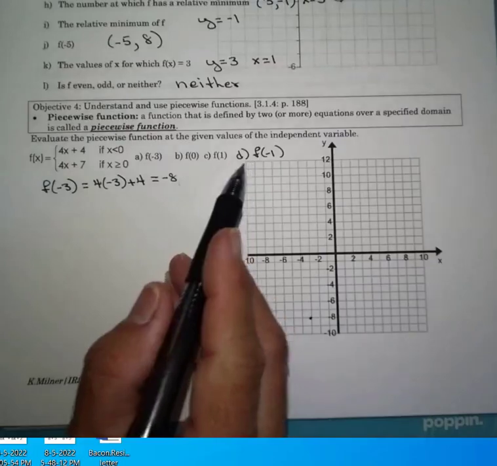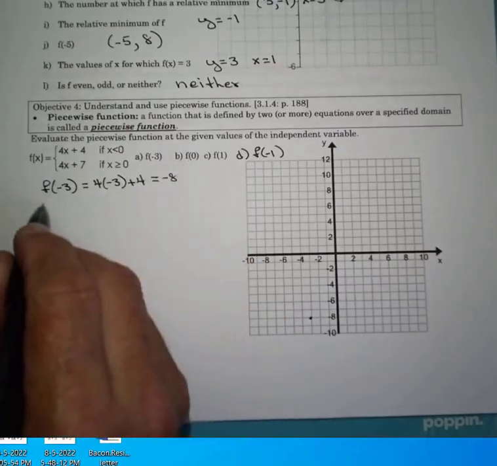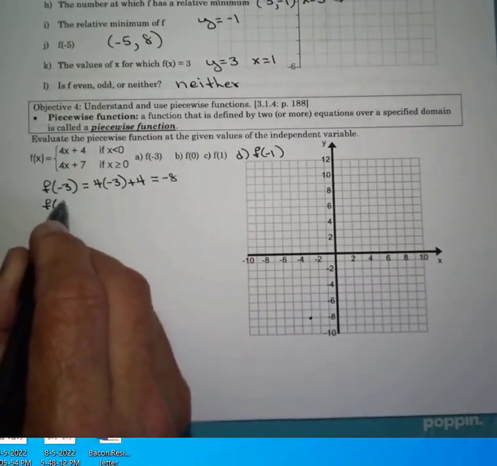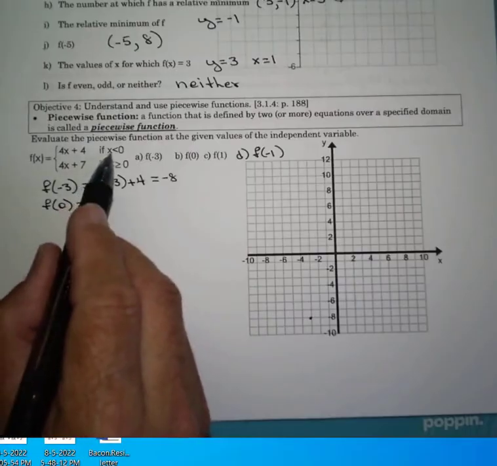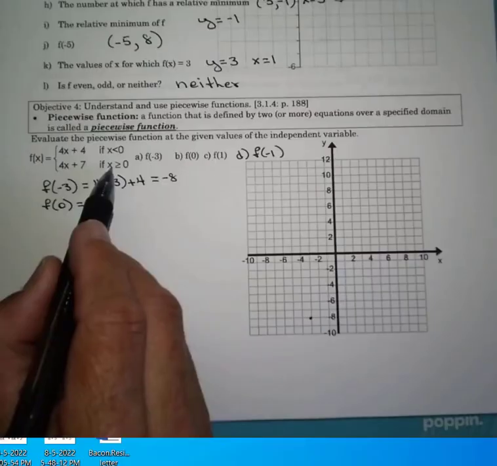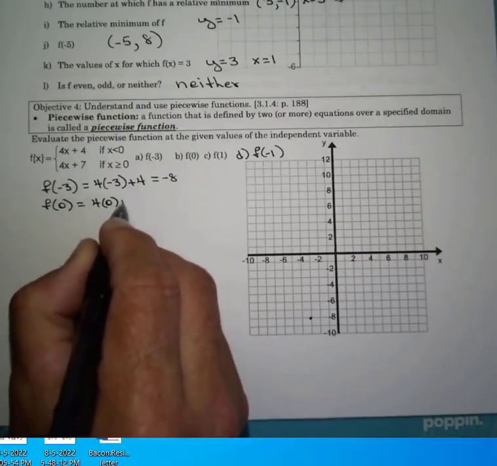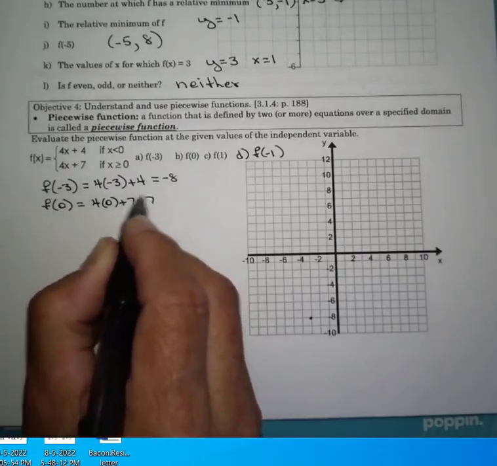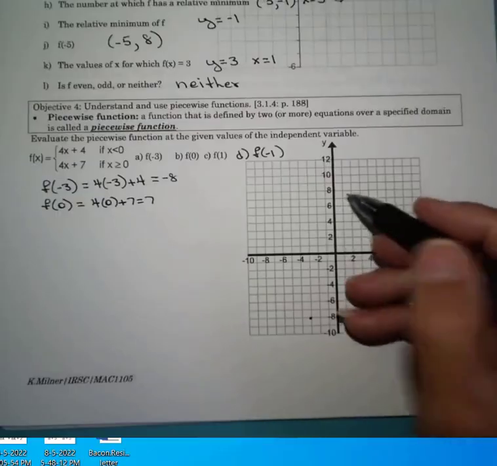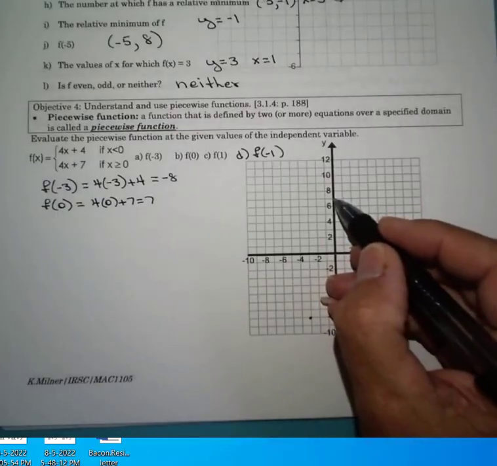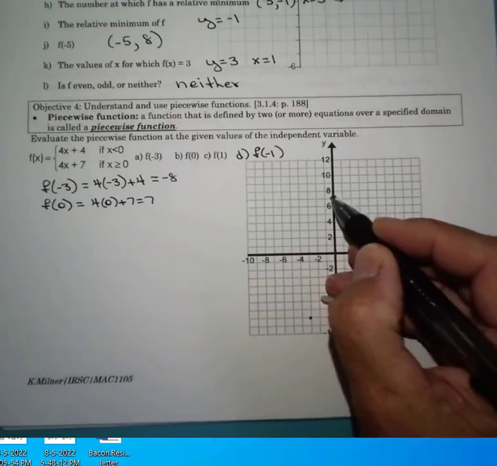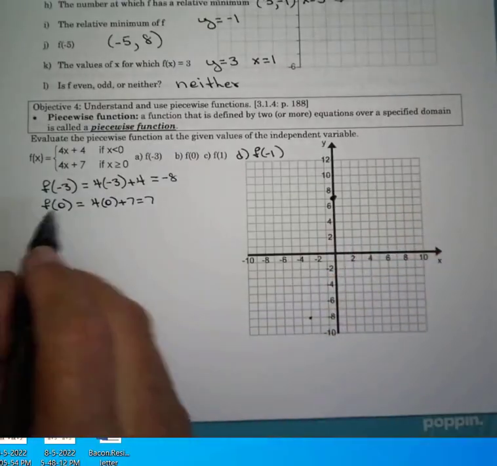Let's do another one. Let's do when x is 0. What is y when x is 0? Well, it's not going to fit in this one because that has to be less than 0. So it's going to go up to the next function that I have. And I'm going to have to say that's going to be 4 times 0 plus 7, which is just going to be 7. So it would be 0, 7 is one of the points on that second part of the function, isn't it?